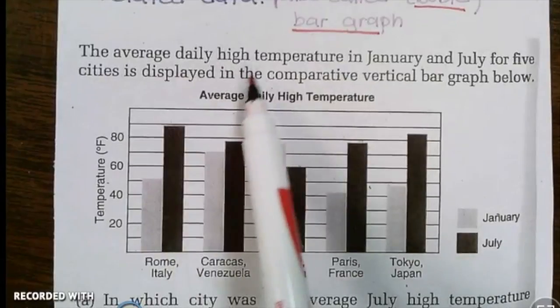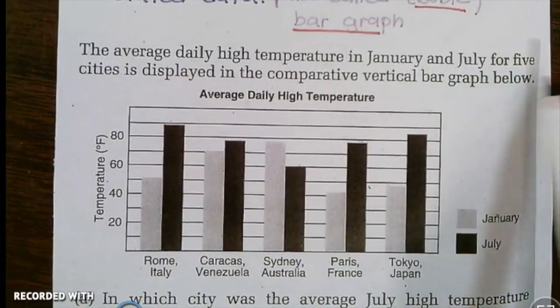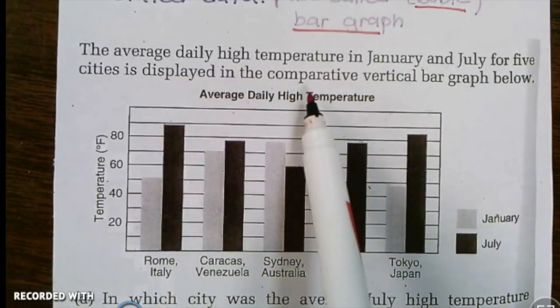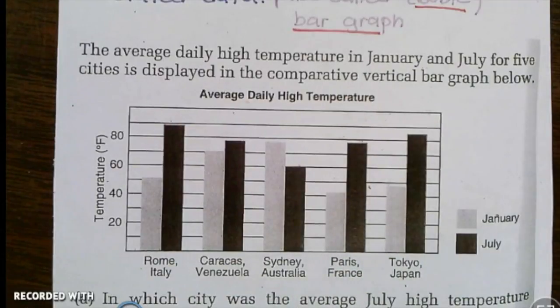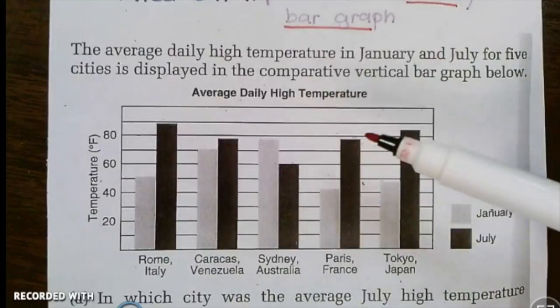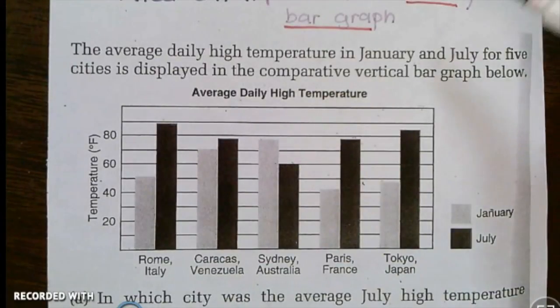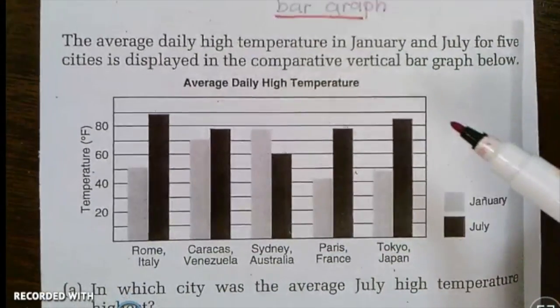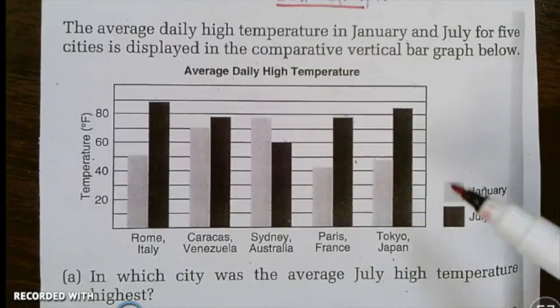It says the average daily temperature in January and July for 5 cities is displayed in the comparative vertical bar graph below. So what you need to know is that bar graphs are used to compare quantities. Whenever we're comparing quantities, we're going to use a bar graph.